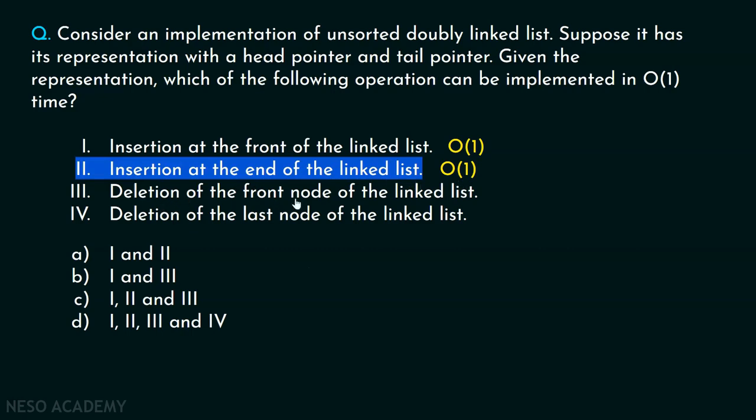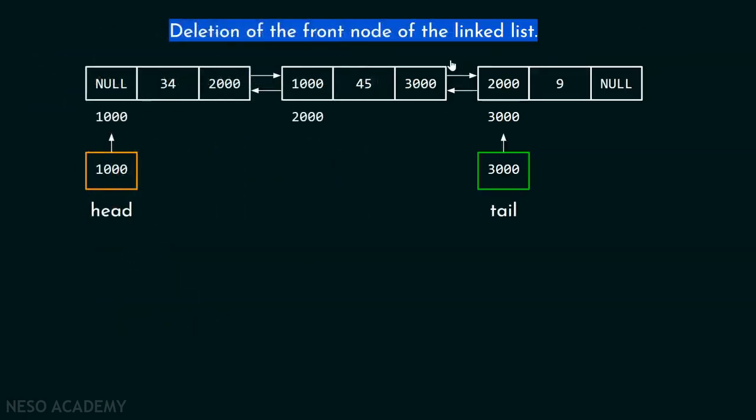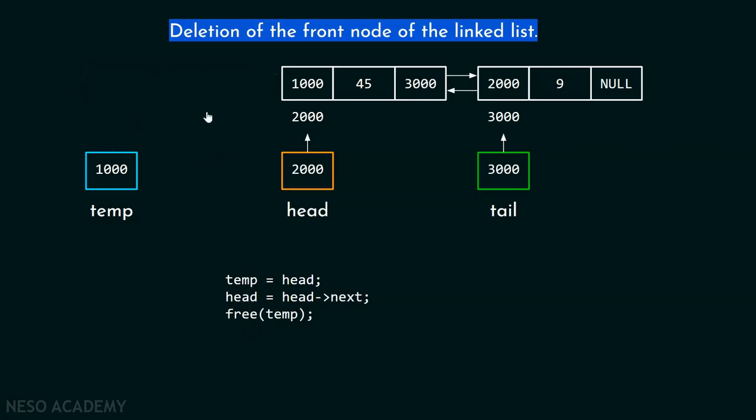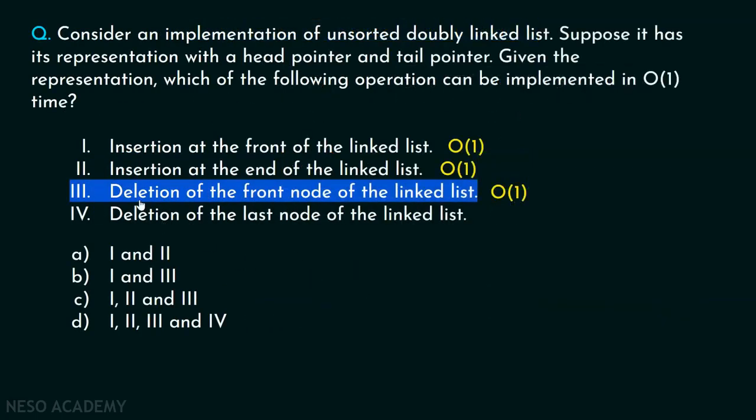Let's discuss deletion of the front node of the linked list now. This is also very easy operation. Here we want to delete the first node of the linked list. For this purpose, we need a temp pointer which must point to the first node of the list. After this, we will move our head pointer towards right by using this line of code. And then finally, we can use temp pointer to delete this node. We will put this in free function. This will delete this node and that's it. This will take constant time, right? So deletion of the front node of the linked list takes constant time.